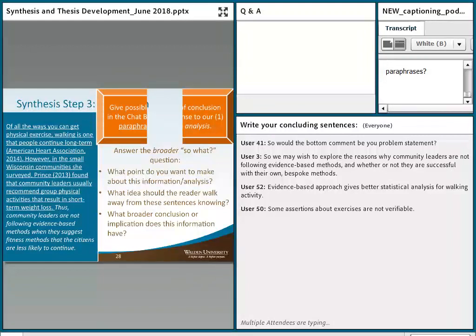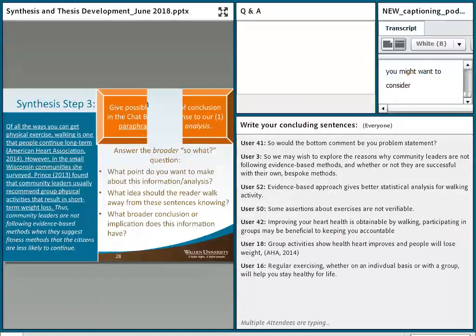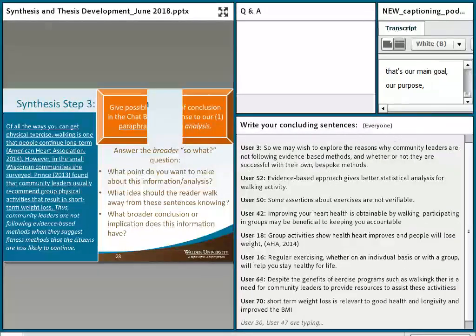Definitely tricky because I think this is probably the hardest step of synthesis. And so one thing you might want to consider is what was our original thesis. Our original thesis was talking about walking a few times a week as a way to combat obesity in small communities. So remembering that that's our main goal, that's our main purpose, what might the final conclusion be?